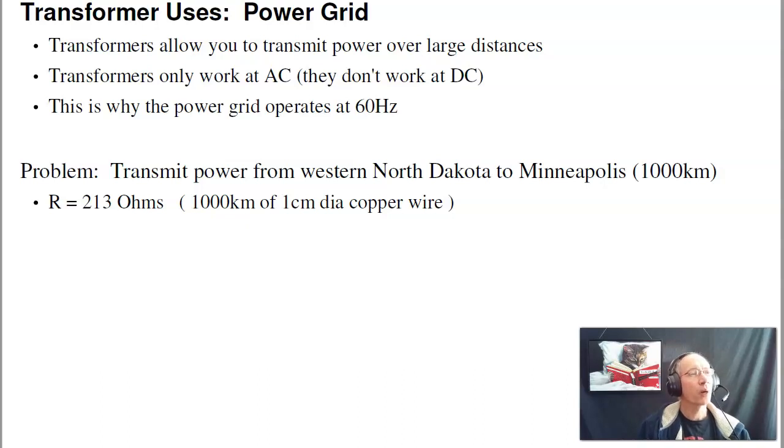That's why the power grid uses AC, because transformers work at AC. That's why we use 60 Hertz. To illustrate why that's important, suppose I want to transmit power from western North Dakota to Minneapolis, about 1,000 kilometers away. If I have 1 centimeter diameter copper wire, 1,000 kilometers of 1 centimeter diameter copper wire is 213 ohms.